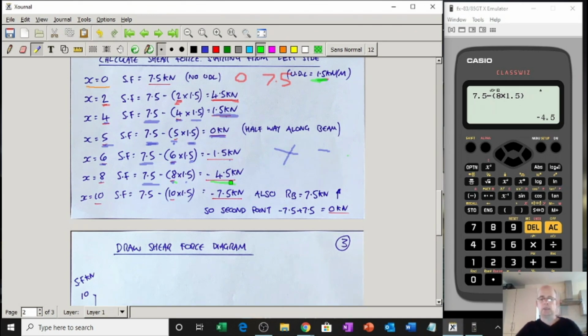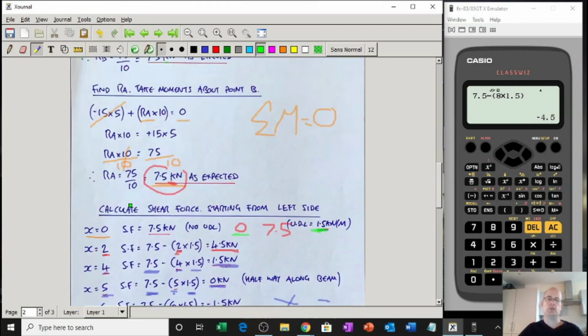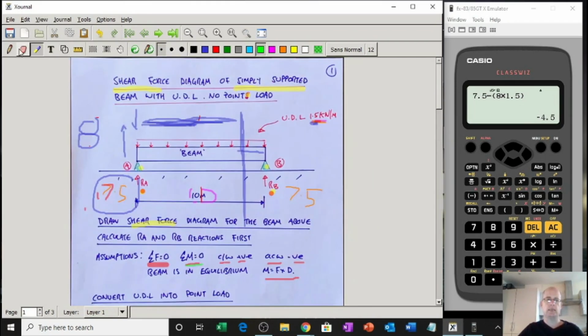Nice and easy. And then x equals 10. I'm hoping it comes back to 0. Don't forget, because the beam is in balance, it's in equilibrium, we should get noughts at this end. So at x equals 10, how much of the UDL have I got? Well, I've got all of it. I've got all of this UDL.